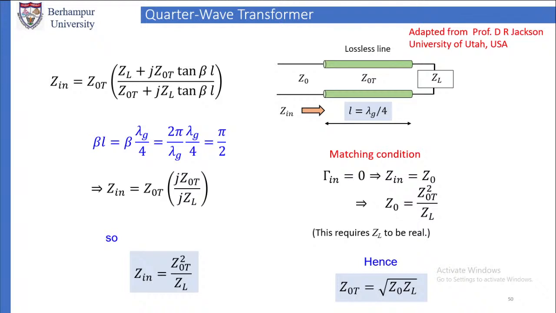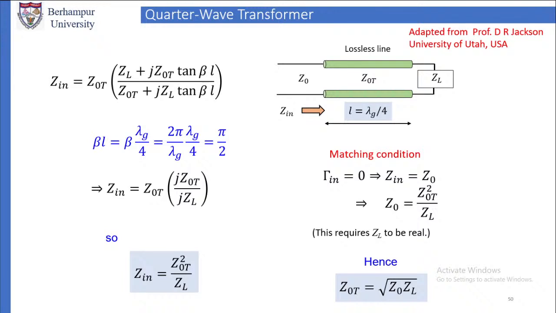Now let us consider a quarter wave transformer. What is called a quarter wave transformer? That we'll discuss now. In this case, we take a section of transmission line whose length is lambda g by 4. So L is equal to lambda g by 4, a quarter of the wavelength, lambda g being the guided wavelength. The length of the transmission line is a quarter of the guided wavelength. That is what is important.